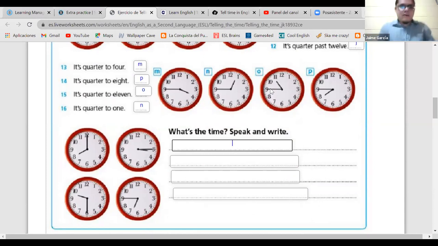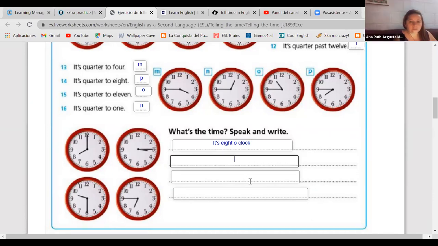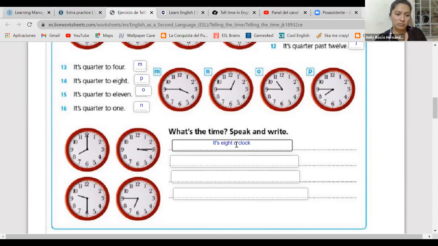Okay, Anna, what's the time? Speak and write. What's the time? It's 8 o'clock. With contraction or no contraction? Contraction. Okay, it's 8 o'clock. It's 8 o'clock. Okay. What's the time? It's contraction. O'clock with contraction. Yes.